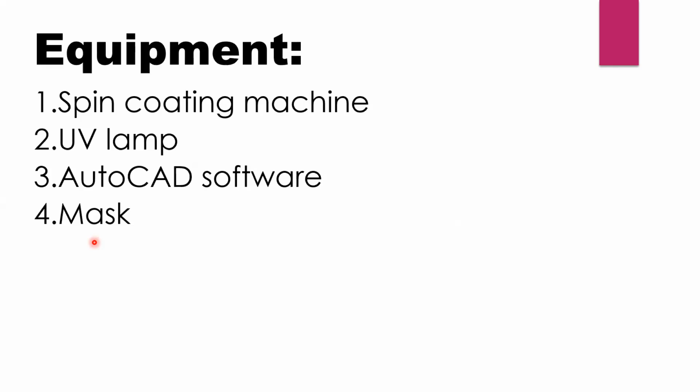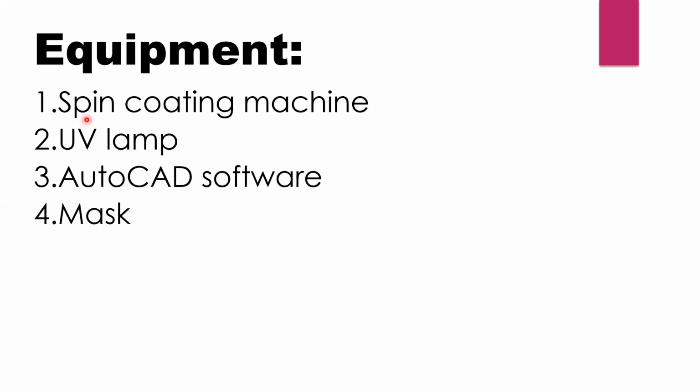This particular experiment requires 4 major equipment. I'm not saying that only these are the equipment required, but 4 major equipment are required for this particular experiment. The first one is the spin coating machine, the second one is the UV lamp, the third one is AutoCAD software, and the fourth one is the mask.